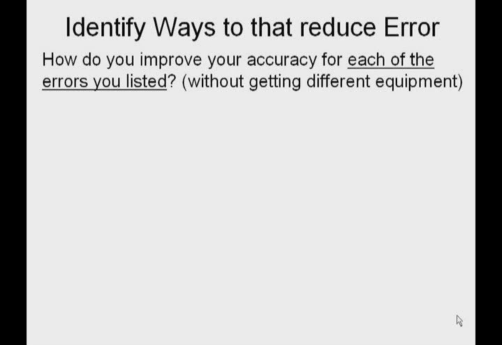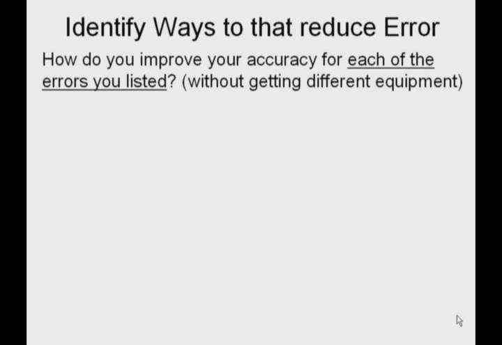Identify ways to reduce the error. How do you improve the accuracy of your measurements for each of the errors you listed? Remember, I'm asking you to find 3 errors, or sometimes 2, or sometimes 4. And we're not allowed to use different equipment. The question is, if you're going to do this lab over again, what would you change to make the measurements more accurate?